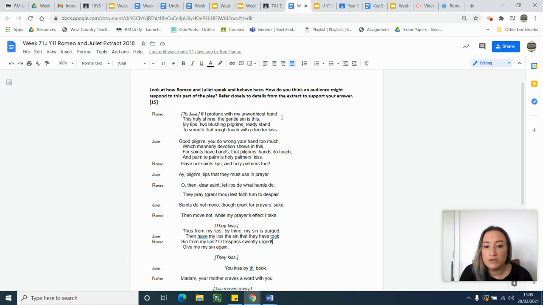So you start by just identifying, right, this is from Act 1, Scene 5. This is the first time Romeo and Juliet meet. That's why it's an important part of the play. It's significant to the play. And the examiner is going to have started this extract and ended this extract in those places for a reason.